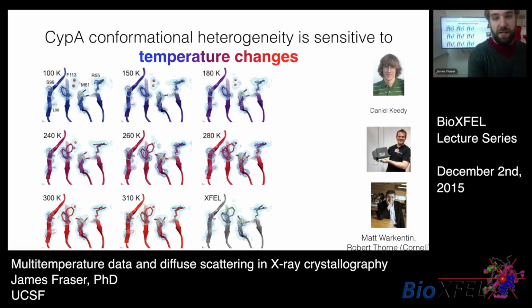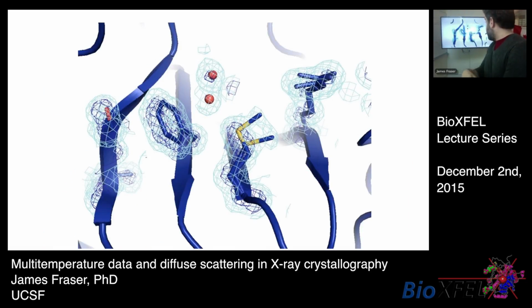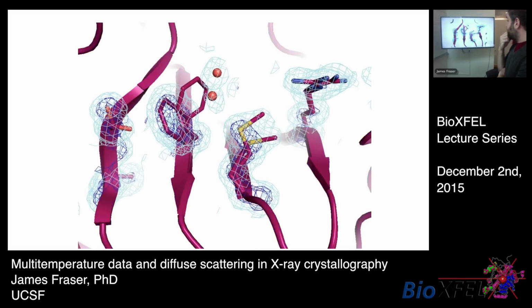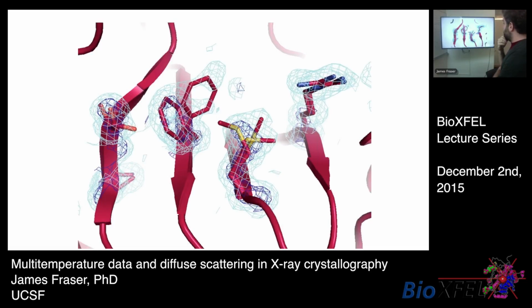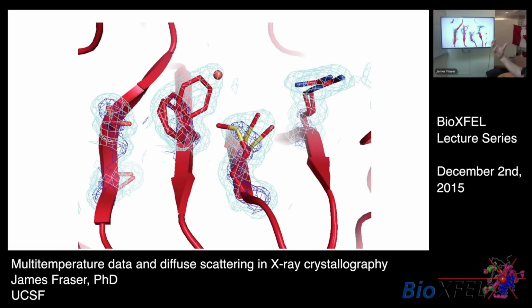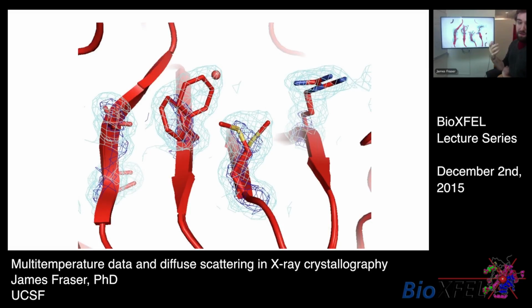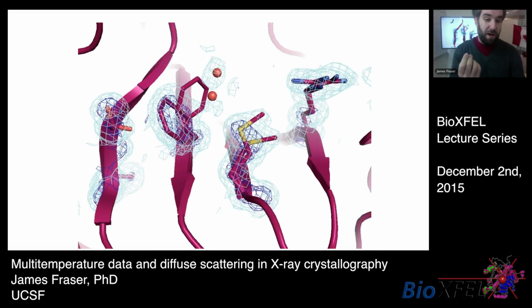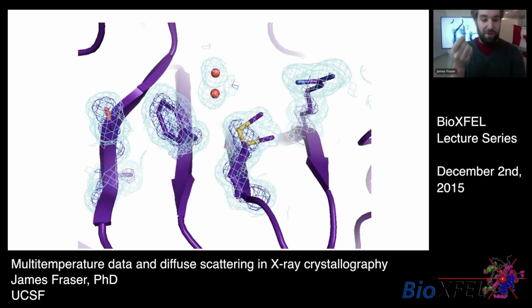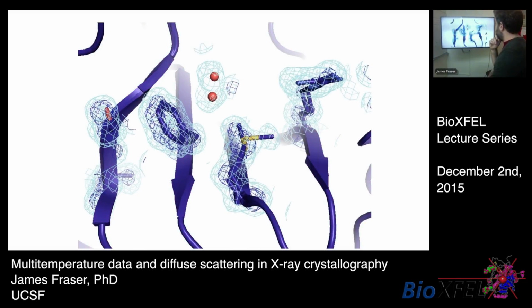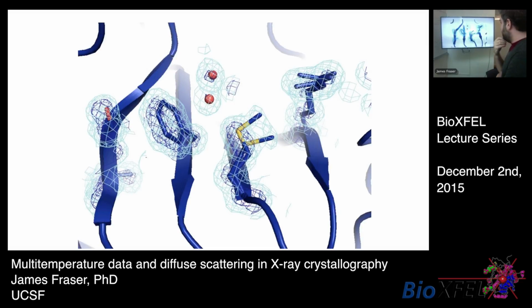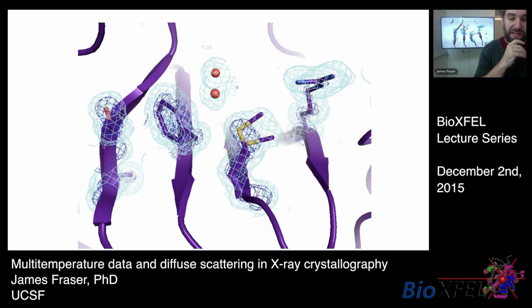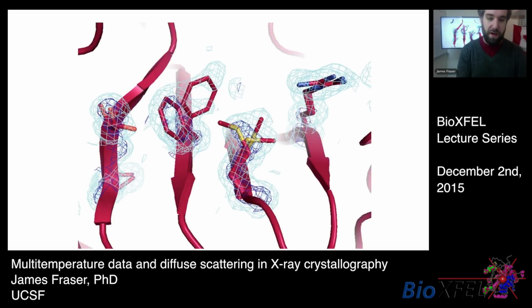So what I'm going to show you now is a movie of the temperature progression of cyclophilin A. And what you can see is that the electron density really builds up for these alternative conformations above 200 Kelvin. Anytime the protein model changes color, that is a real electron density map. And anytime in between, it's our interpolation of the structure factors between these different temperatures to give us an idea of how the temperature progression might proceed.